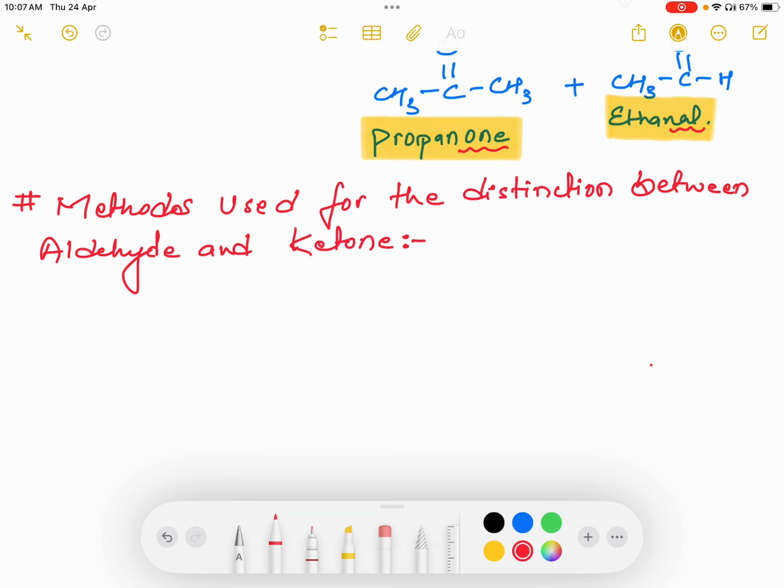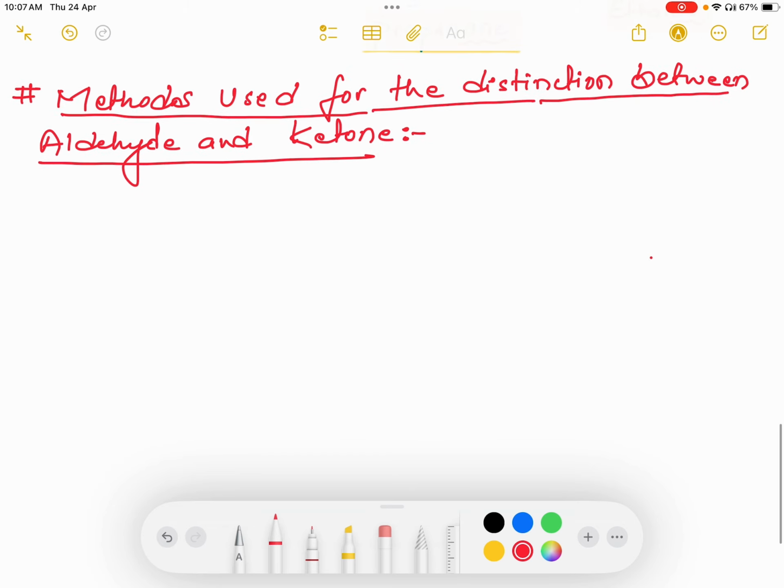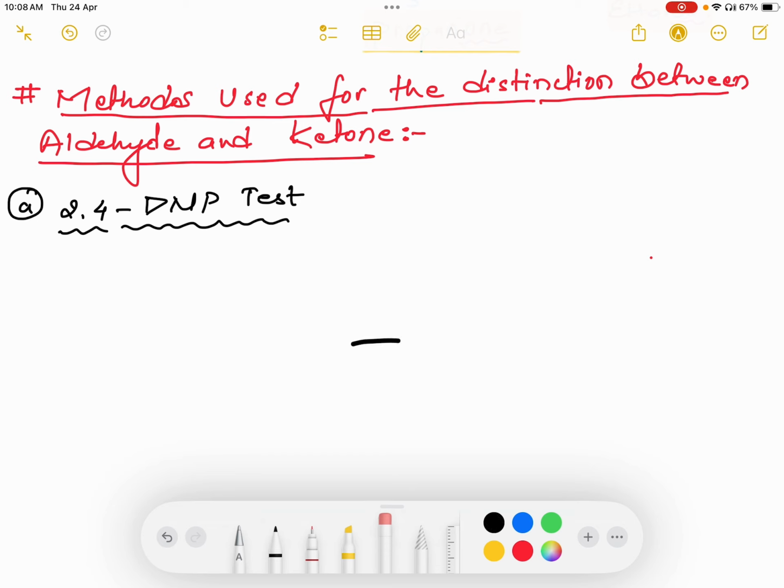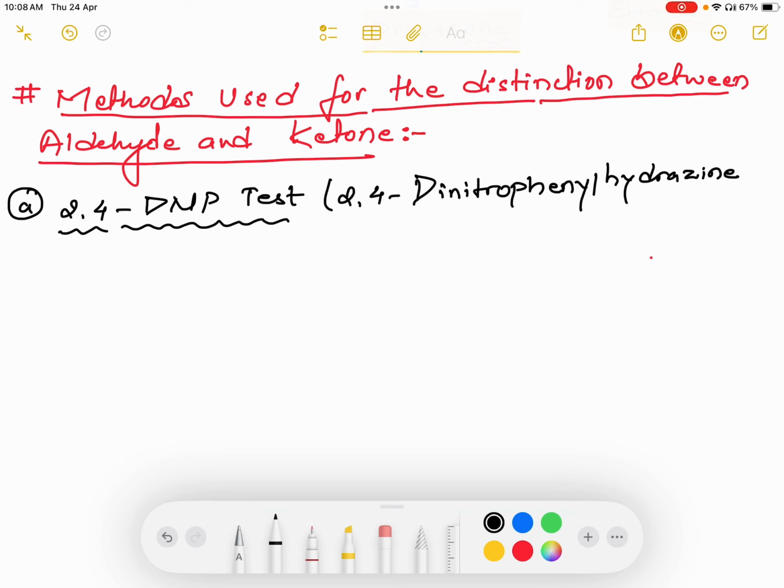So the very first technique that we have is the 2,4-DNP test. This method is basically used for the identification of carbonyl compounds. Basically, to identify whether an organic compound has a C double bond O group or not, we generally use the 2,4-DNP test, or we also call it the 2,4-dinitrophenyl hydrazine test.